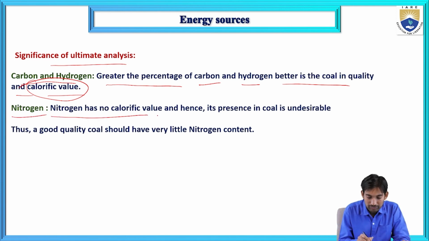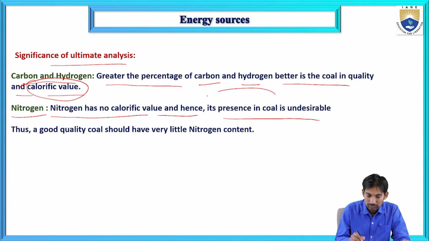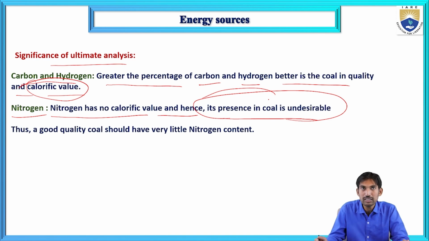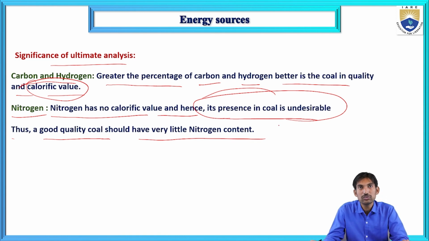Nitrogen has no calorific value, and hence its presence in coal is undesirable. On burning, it will not produce any calorific value. So the presence of nitrogen in the coal sample is undesirable. Thus, a good quality coal should have very little nitrogen content. If a little amount of nitrogen is contained, that coal is good coal. A good quality coal should not contain a high percentage of nitrogen.